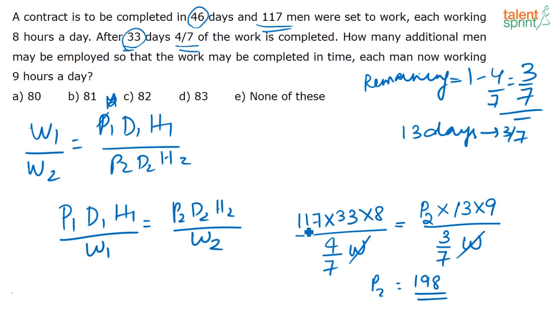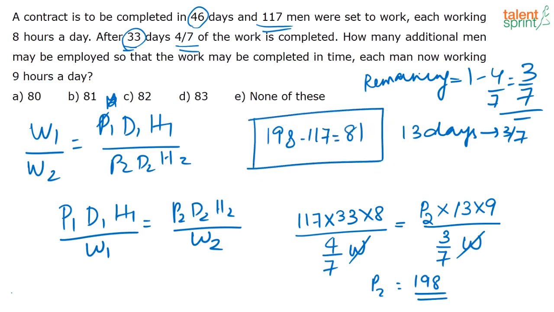So earlier there were 117. So how many extra people have we added? 198 minus 117, correct? These are the new people whom we have added, that is equal to 81. So totally now 81 new people we have added to finish the work on time.